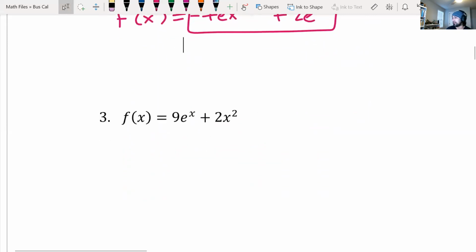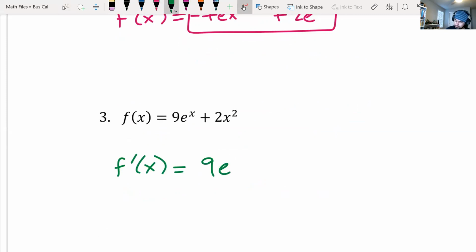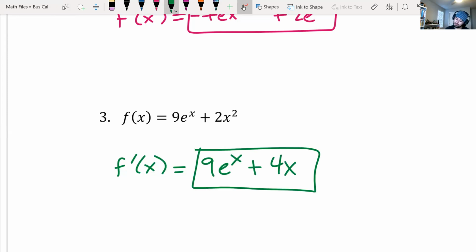And then, again, number 3. 9e to the x plus 2x squared. What's my derivative going to be? It's going to be 9e x to the e minus 1. Careful. You're confusing yourself. Is it 9e to the x plus 4x? 4x. That's it. Remember the difference between e to the x and x to the e. Follow the formula and you will be just fine. How many x's in e?